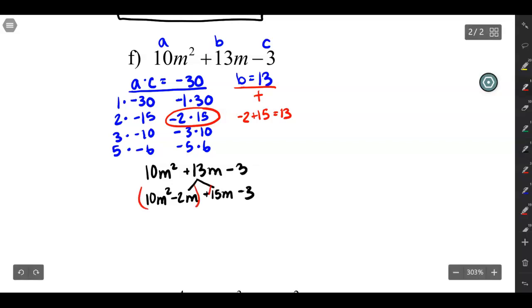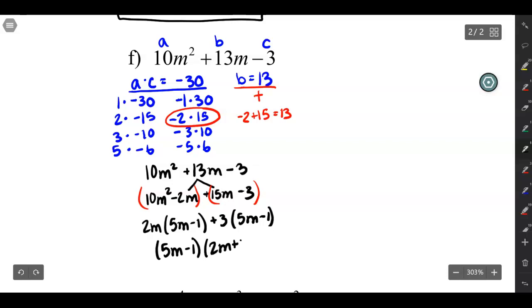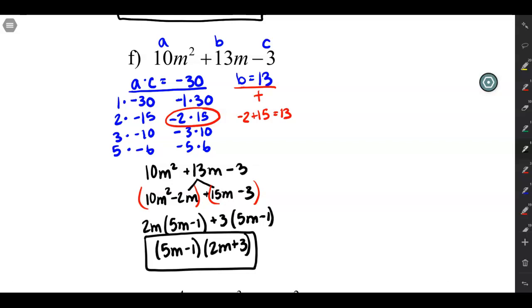Now with my 4 terms, I can factor by grouping. So I'm going to factor a 2m out of the first group, which leaves me with a 5m minus 1. Then I'll factor a 3 out of the next group, which leaves me a 5m minus 1. So my factored form is 5m minus 1 times 2m plus 3. That is my final factored form. Okay.